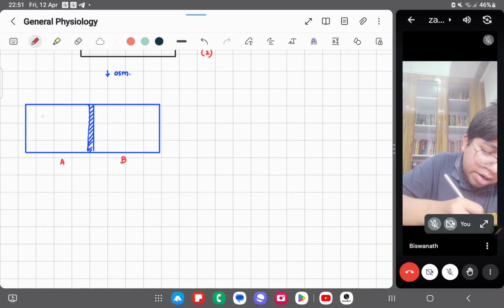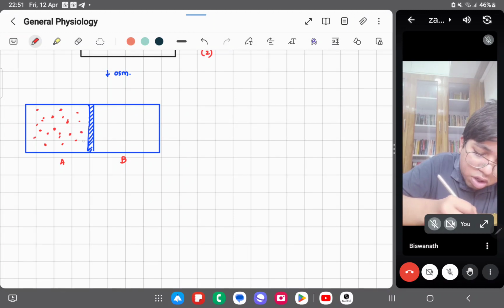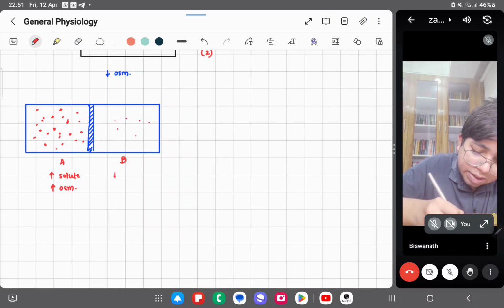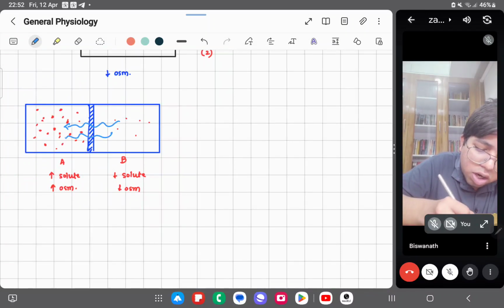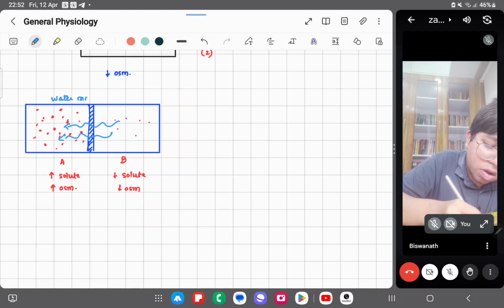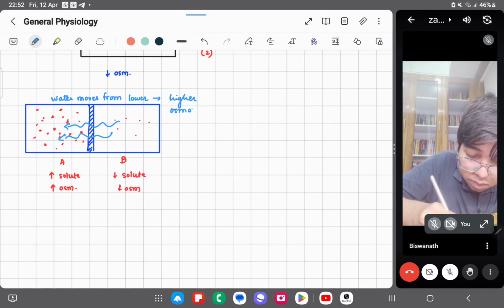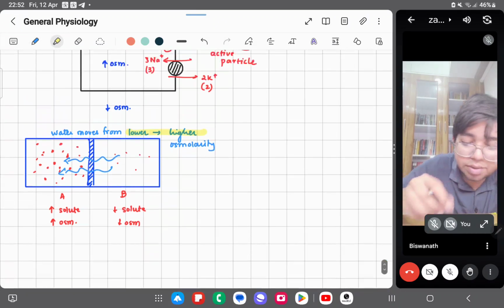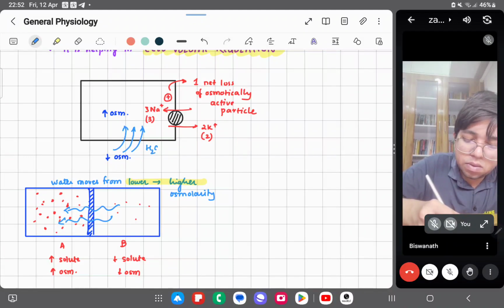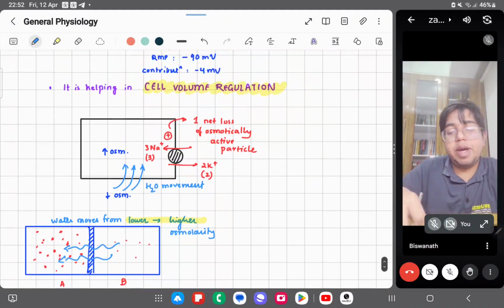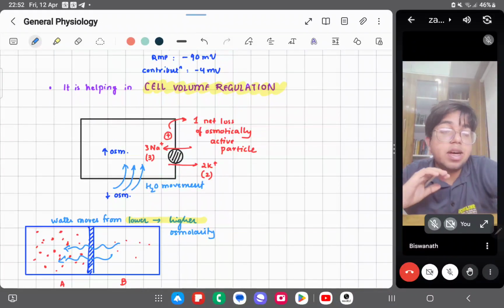There's a compartment A and B here. Water is present in both compartments, but here the solute molecules are more. More solute means more osmolarity. Here the solute particles are less. So water always moves from lower to higher osmolarity. Understood? So water will move from here to here. So the cell will swell up. So it is helping in the regulation of cell volume.